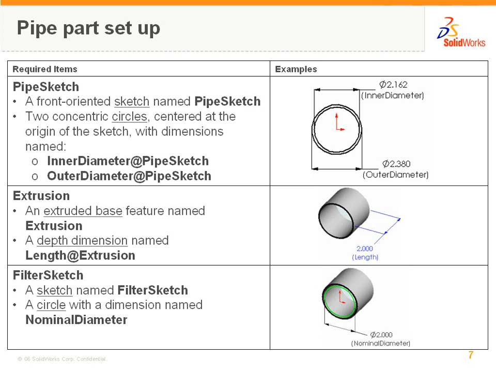The feature that will be used to generate this component must be an extrude base boss feature, and it must be named extrusion. And the extrusion depth of this feature must be named length. Finally, it's required that you have a filter sketch with a single circle in it, and the dimension of that circle must be nominal diameter.